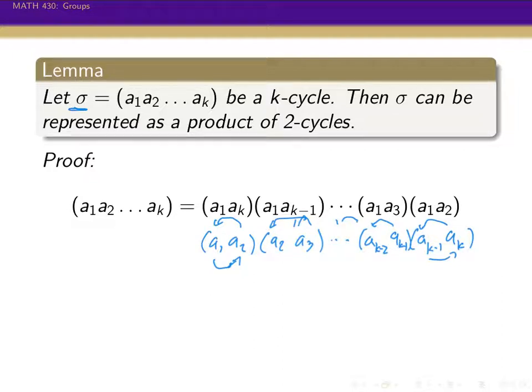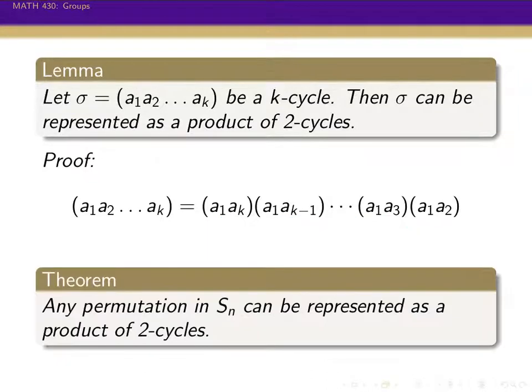So the representation of a K-cycle as 2 cycles can be done many different ways, and these are just 2 examples of it. So a direct result of this lemma, and we'll call it a theorem, is that once we can break down a K-cycle into a product of 2 cycles, that means that we can break down any permutation into a product of 2 cycles, because any permutation is just made up of a product of cycles.